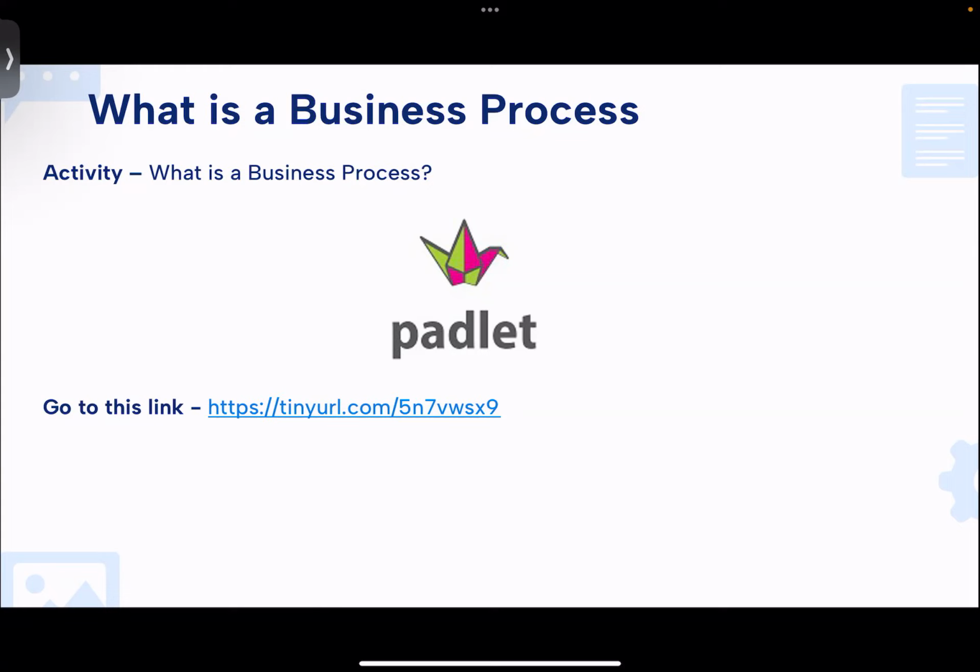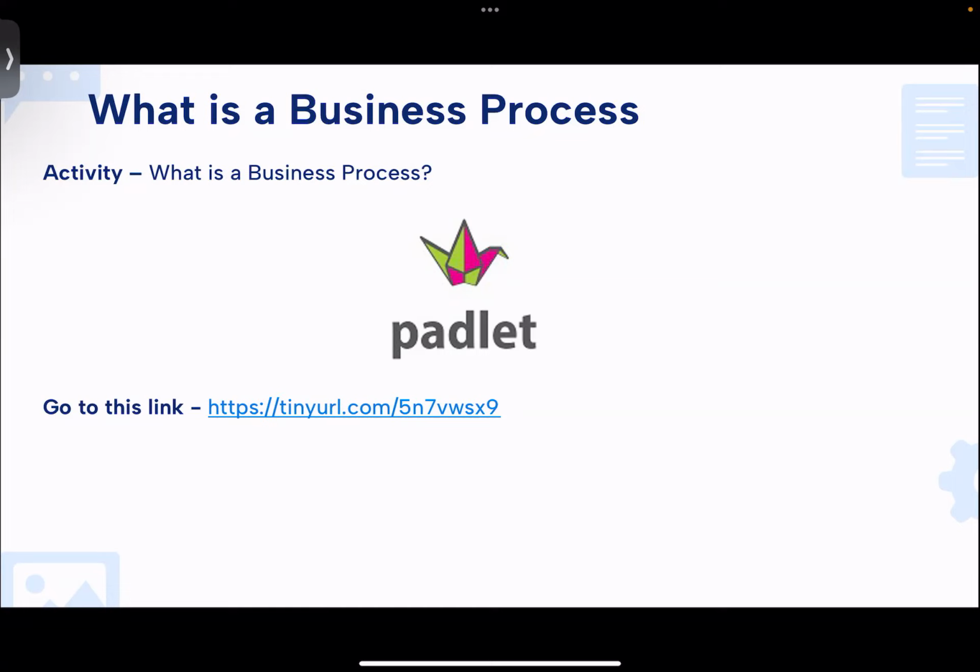Okay, so when you're sending answers, just send it to everyone so everyone can see the answers. Metmini says it is a series of tasks or activities that are performed in a specific sequence to achieve a particular goal or objective within an organization. According to Sarandu, a collection of activities undertaken to achieve business objectives. Any other answers? I will give you another couple of minutes.